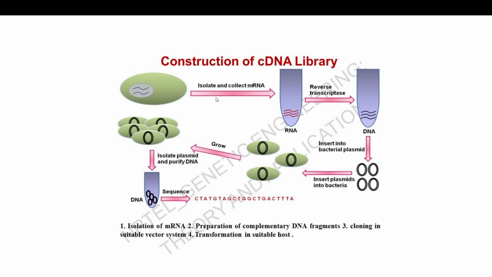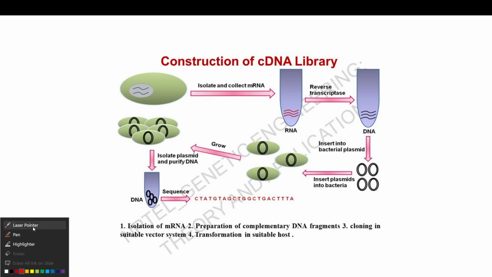So you isolate and collect mRNA as we saw earlier, and then you reverse transcribe it. This is a basic protocol workflow for forming a complementary DNA library. You reverse transcribe it to get DNA, which is much more stable and can be manipulated. We don't have to be as gentle and cautious as we have to be in the case of RNA, though we still have to perform the experiments carefully, because DNA is very much more stable as compared to RNA.